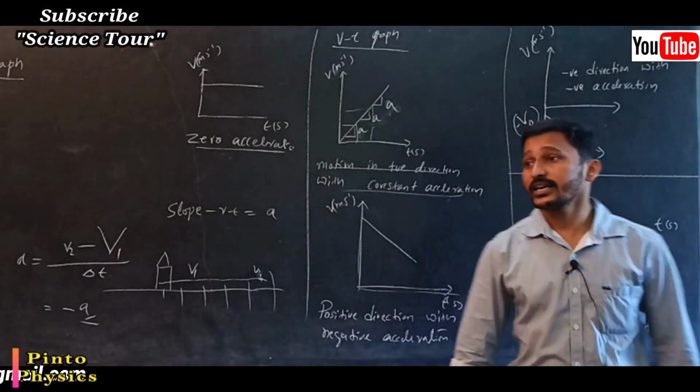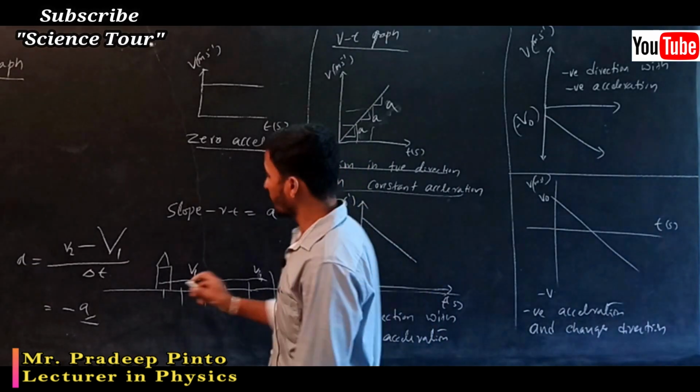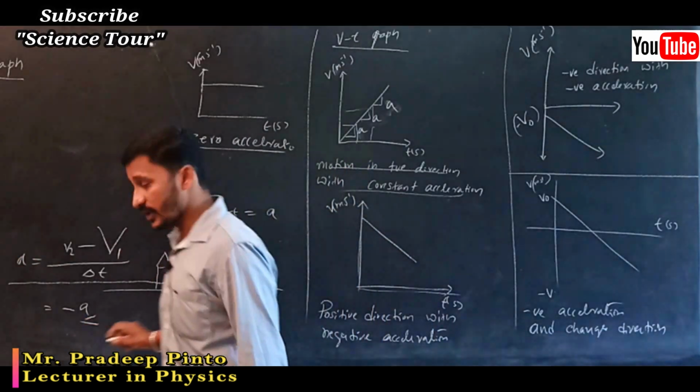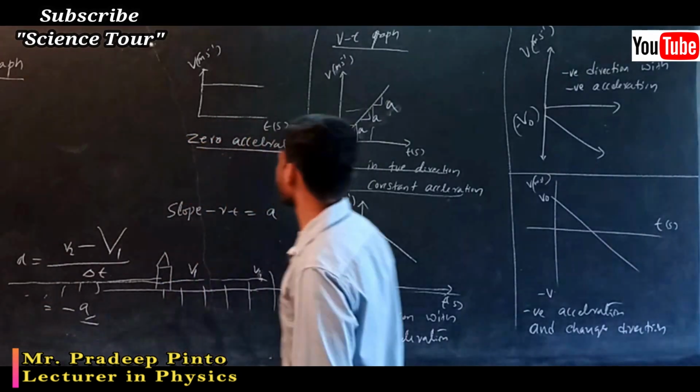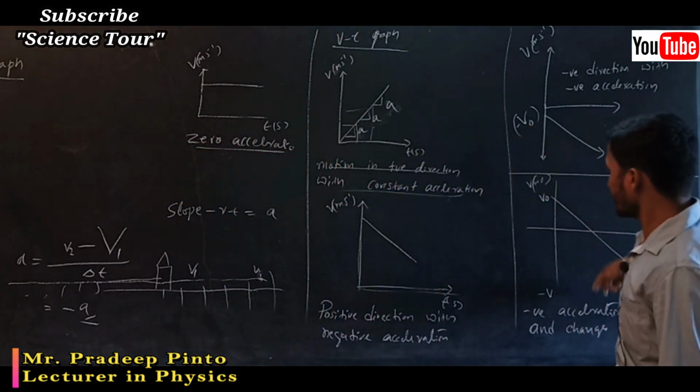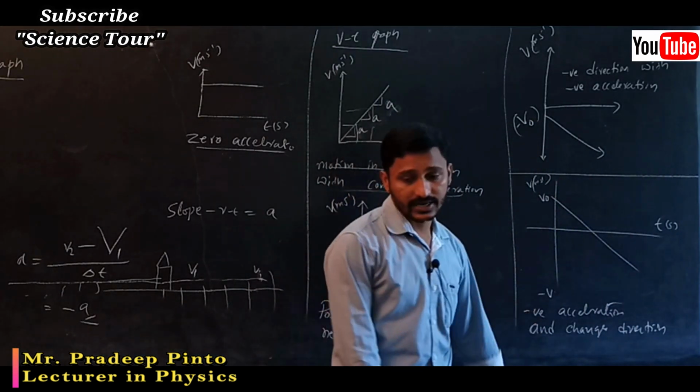Acceleration is negative. And what is this? This is the negative direction with negative acceleration. You are not moving to the right side, you are moving to the left side, and in the same way you are moving fast, then slow, like that. Then this is the negative direction and changing direction.